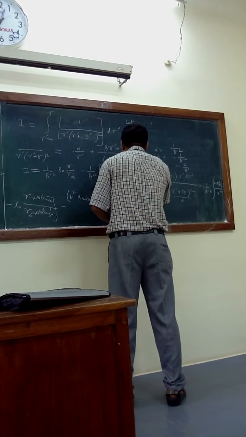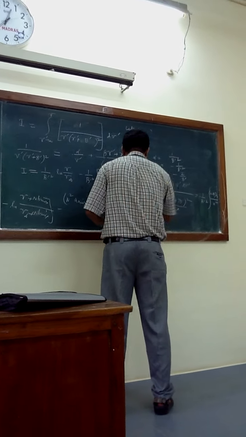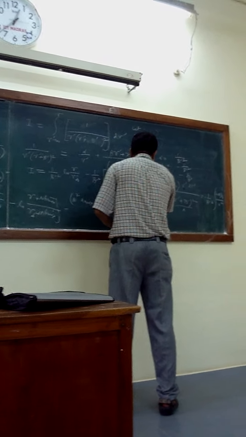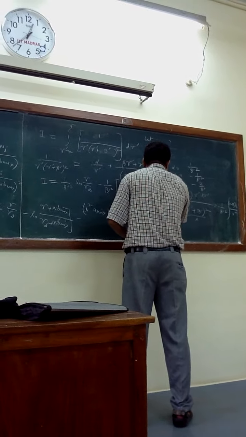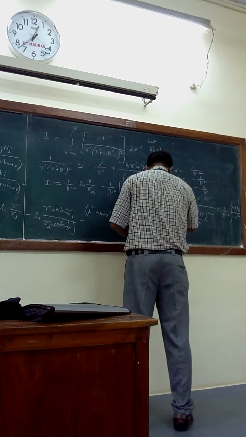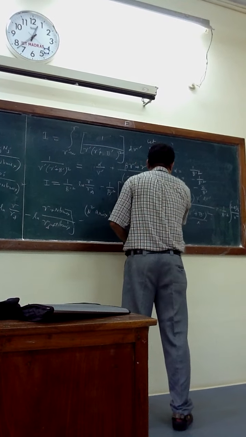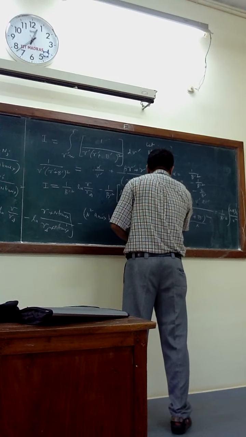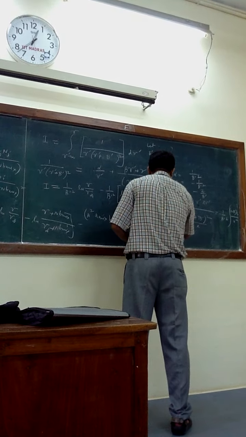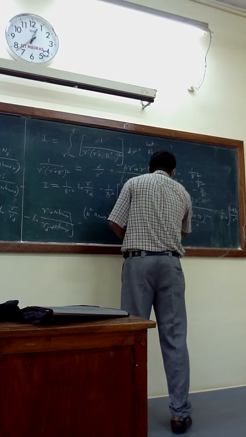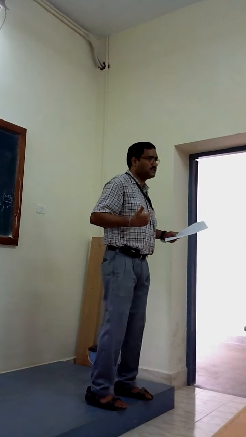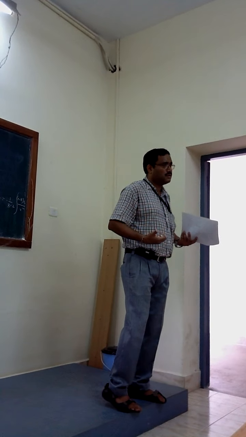B prime is there. Then 1 by 1 plus b prime, then minus, okay. Minus 1 by... Understood your mistake? So writing it as x variable and b.